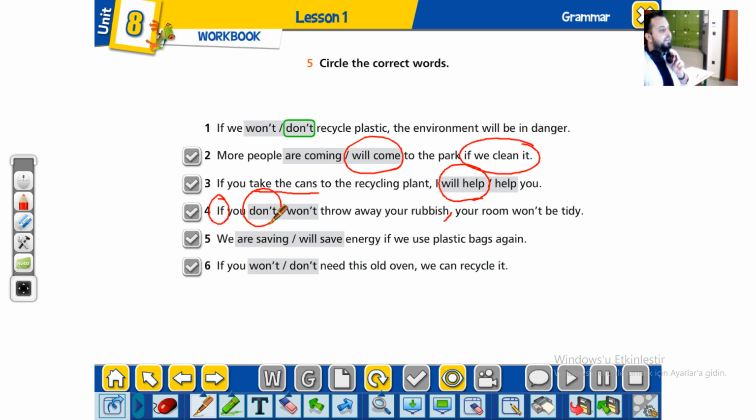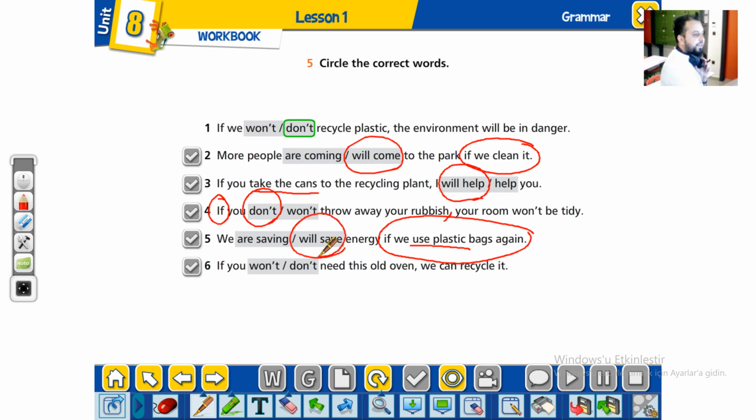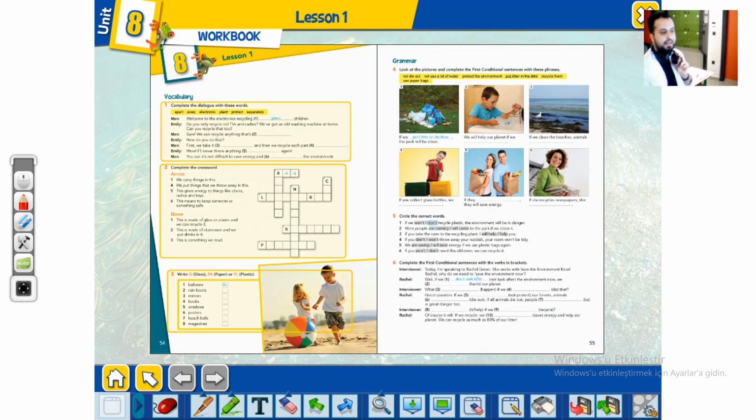And number 5, we are saving or we will save energy if we use plastic bags again. The second part is our condition part because we used if here and simple present tense is used here. That means we need to use will future in the main clause. And number 6, if you want or don't need this old oven, we can recycle it, and modal is used in the main clause. That means we are going to use if you don't need this old oven. Eğer bu eski fırına ihtiyacın yoksa onu geri dönüştürebiliriz diyor.